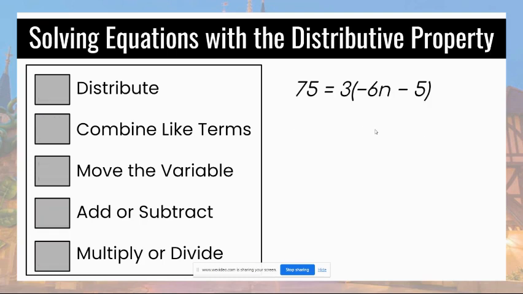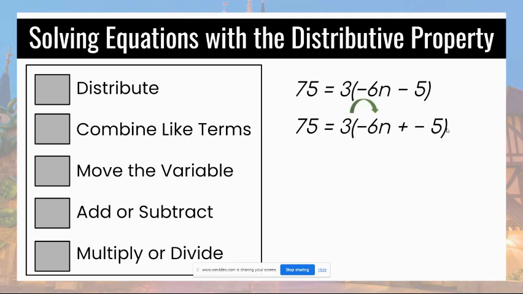Now here I have a little bit more steps because I can see that I have parentheses. Parentheses is the number one indication that you have to distribute. So I'm going to distribute the 3 to everything inside the parentheses. But to make sure I get my signs right, I'm going to rewrite this as plus a negative 5. Rewrite all of your subtraction as adding a negative because it's the same thing.